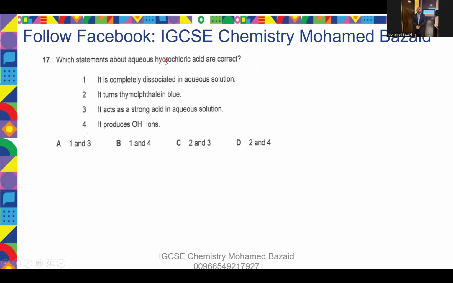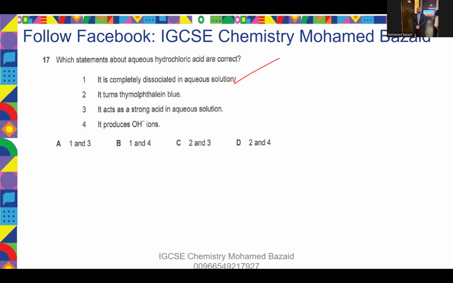Which statements about aqueous hydrochloric acid are correct? It is completely dissociated in aqueous solution. Yes, because it is a strong acid. Hydrochloric acid or sulfuric acid, both are strong acids, meaning completely dissociated or completely ionized in the solution.